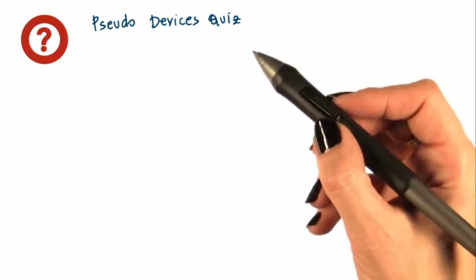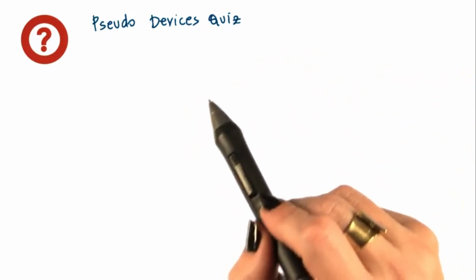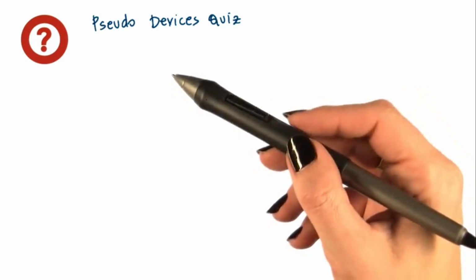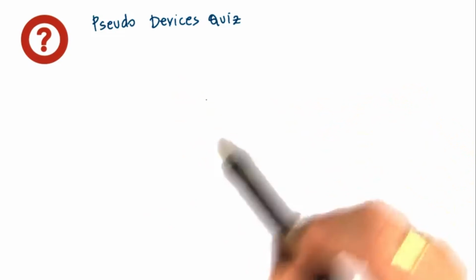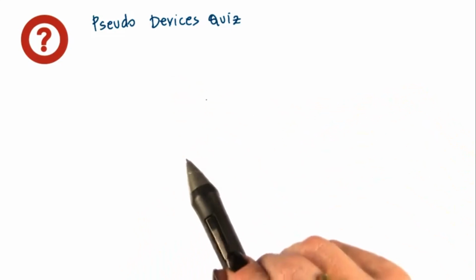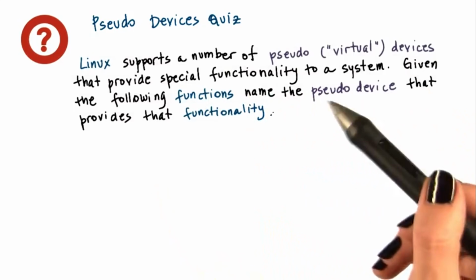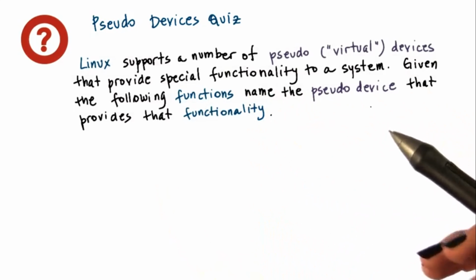To go in a little bit deeper into the special device files, Linux also supports what are called pseudo or virtual devices. These devices do not represent actual hardware and are not critical in our understanding of I/O management, but are useful nonetheless. As a quiz, I will ask you to look at the following function descriptions and name the pseudo device that provides that function.